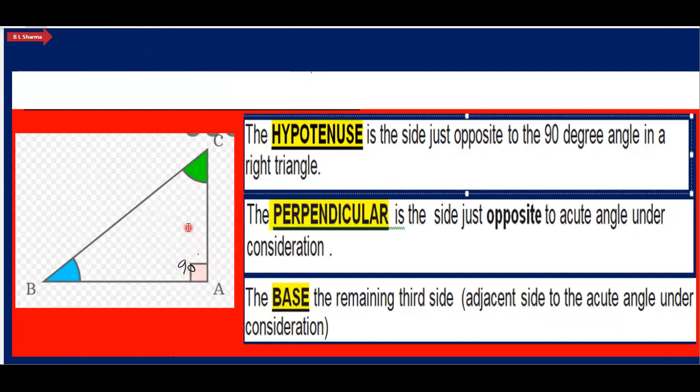This angle is 90 degrees, so this BC is actually the hypotenuse, right? And what is perpendicular? Perpendicular is the side just opposite to the acute angle under consideration. We saw that in a right angle triangle there are two acute angles. One acute angle in this figure is B and one acute angle is C. It depends on which acute angle we have considered, angle B or angle C. If we consider acute angle B, or acute angle C here.